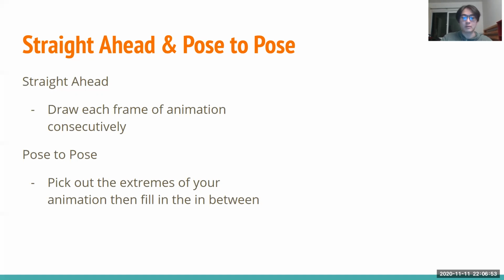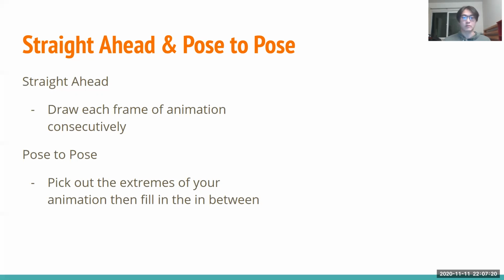Usually, straight ahead animation is better suited for things like visual effects. For example, like a flickering flame. You can usually animate the little flame on top flickering through straight ahead techniques. However, for pose to pose, this is best for figures and for animating people. And this is because you're able to sort of plan out your animation ahead.